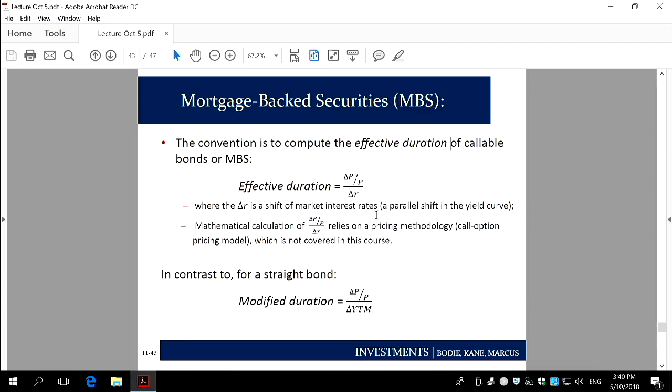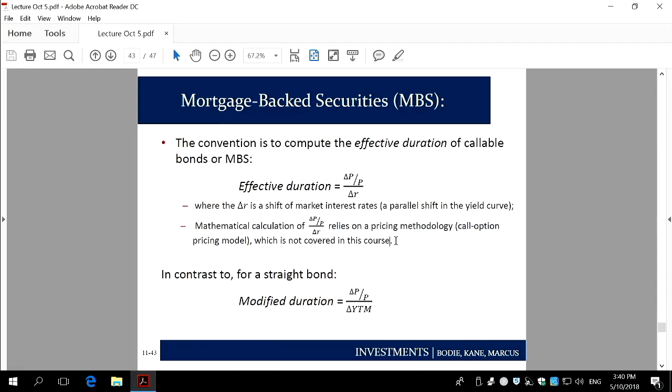But anyway, mathematically, the calculation of this is not that easy. It depends on some kind of pricing methodology, because eventually for a callable bond, there is a call option. So eventually you have to price an option. You need a complicated model to calculate dP over P over delta R. So in our course, we don't cover how to mathematically calculate this effective duration. I just need you to know the definition, that's all, right? The definition of effective duration.